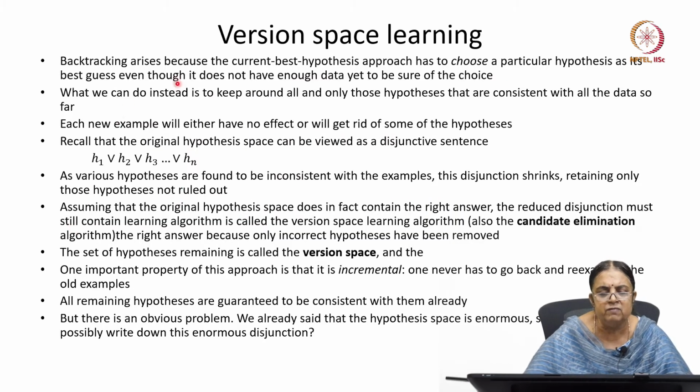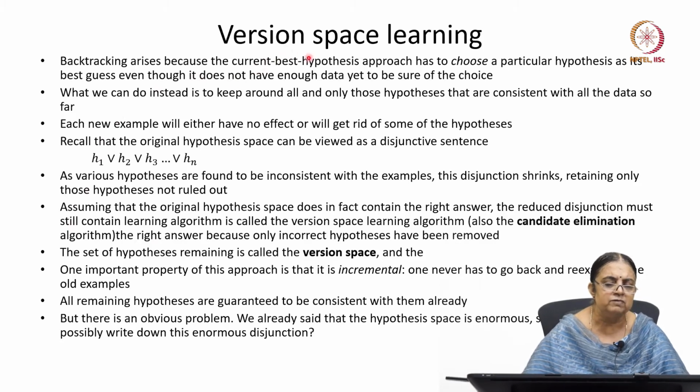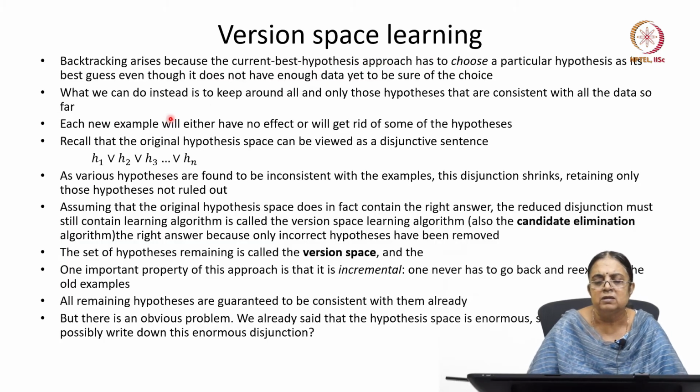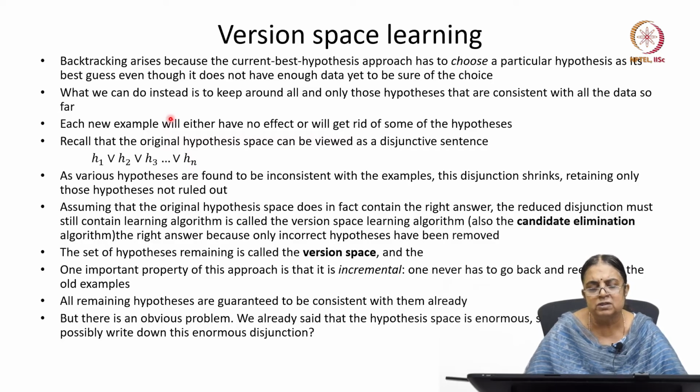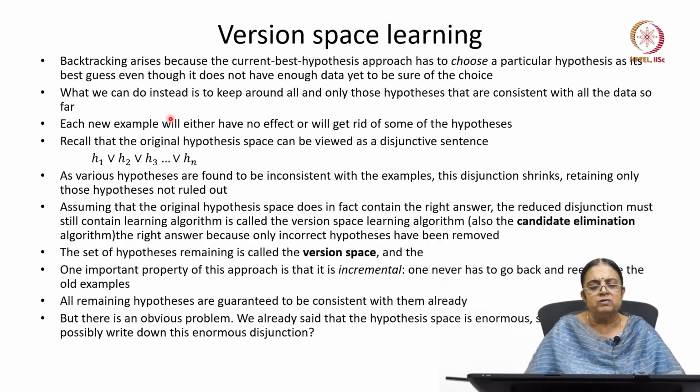Then the next thing we are going to see is what is called version space learning. So in version space learning, what you are going to do is keep the hypotheses which are consistent with the data you have seen so far. Okay, so what you do is you are keeping all the examples in your data set as hypotheses, right? So you can say that you have your hypothesis as a disjunctive sentence H1 or H2 or H3, etc.